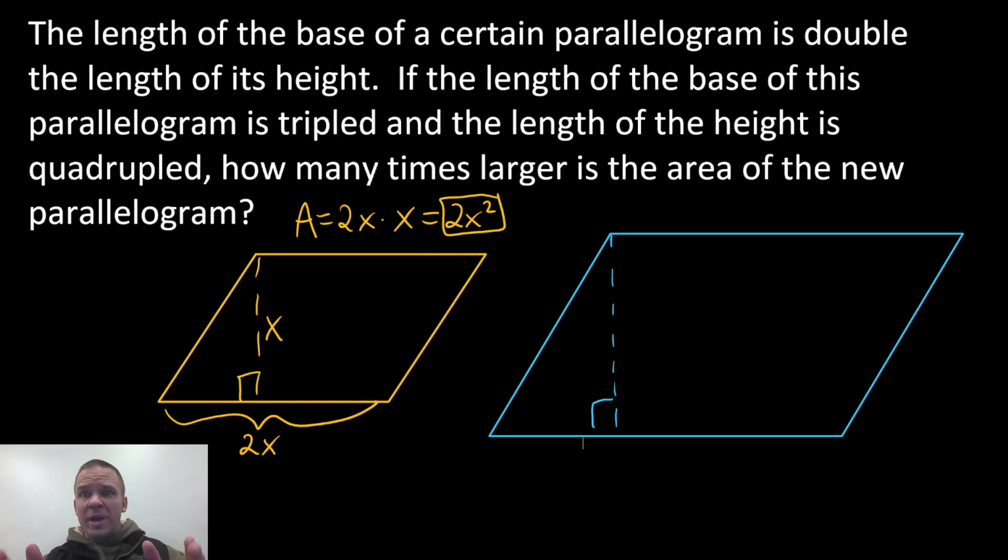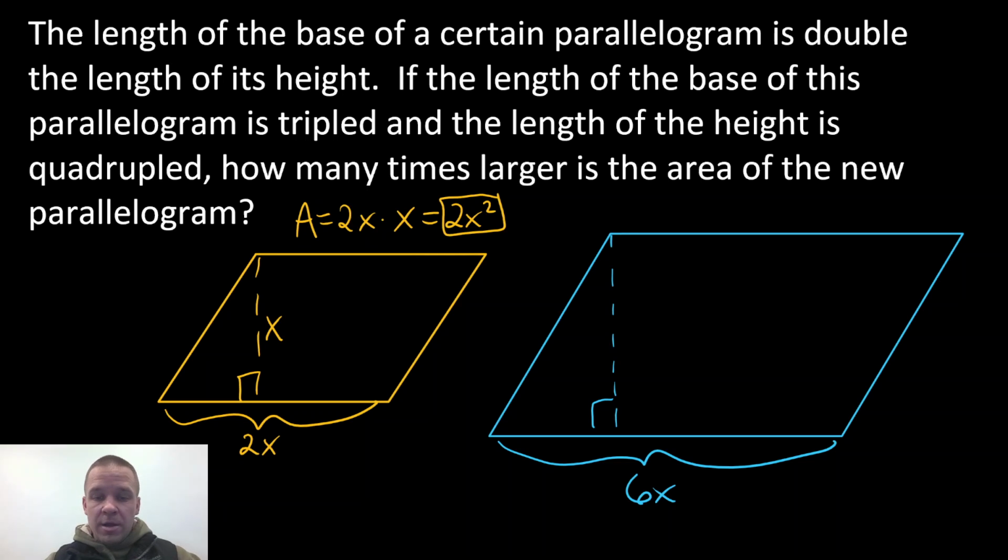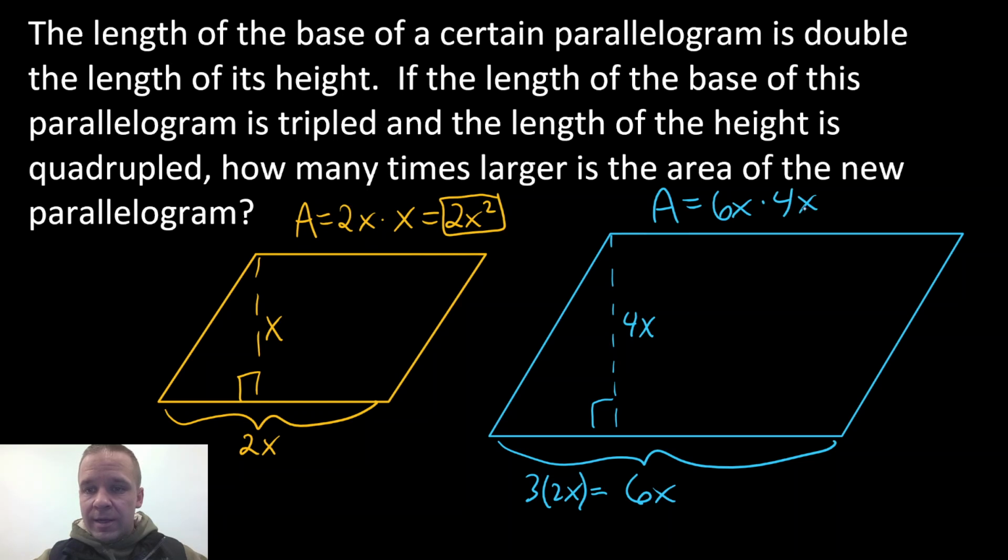So obviously it's not quite as big as it's supposed to be, but I'd run out of room. Okay. So if the length of the base of this parallelogram is tripled, so the base is tripled, now I'm going to be dealing with what? 6x, right? 6x, it's triple, right? The 3 times 2x equals that 6x, okay? And then the length of its height is quadrupled. So 4 times x would just be 4x. I don't think I need to write that one out. So now my area formula for this one is, once again, base times height. So 6x times 4x, that's going to be 24x squared.